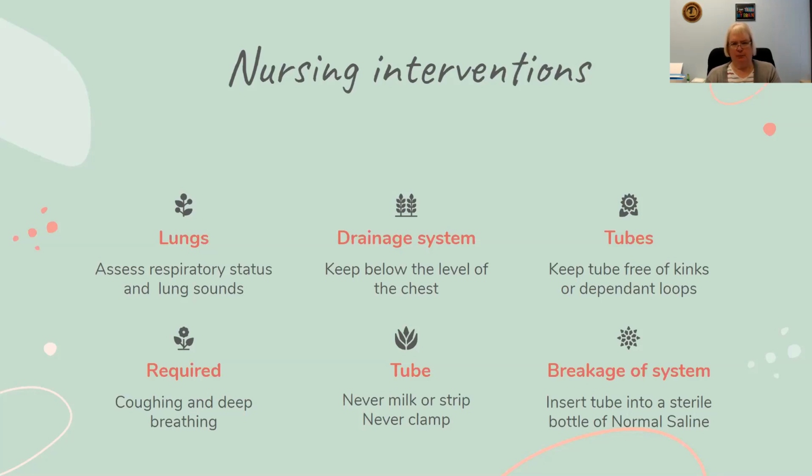I should never milk the tube, and milking the tube, ladies and gentlemen, is where I take something and I rub down it and I literally push and pull fluid out of the chest. We never clamp it unless the doctor gives us a prescription. And then if the system breaks or comes apart, I need to insert the end of the chest tube itself into a sterile bottle of normal saline. That will reestablish that negative pressure and they'll be able to breathe.